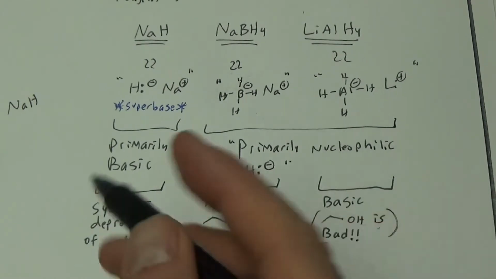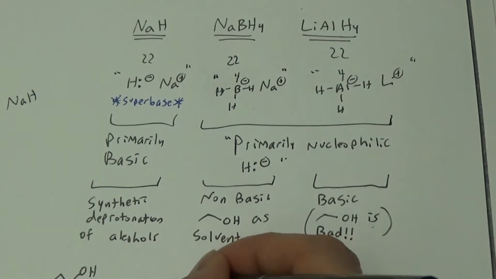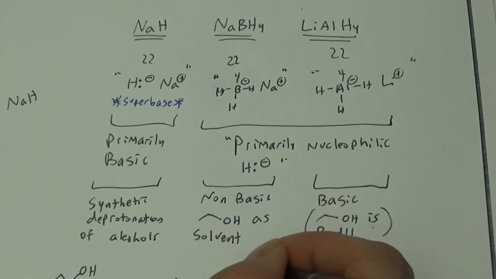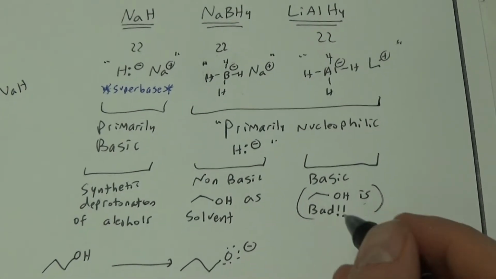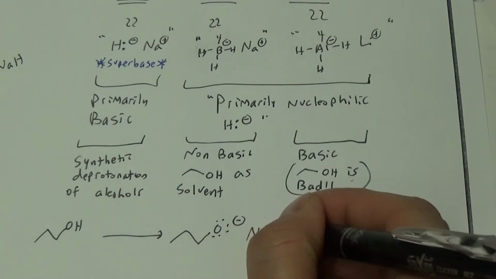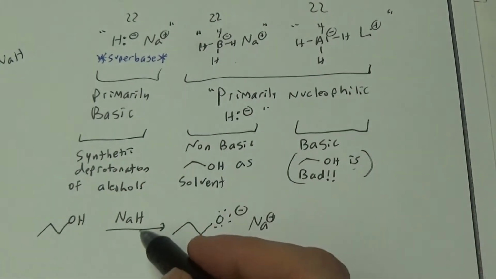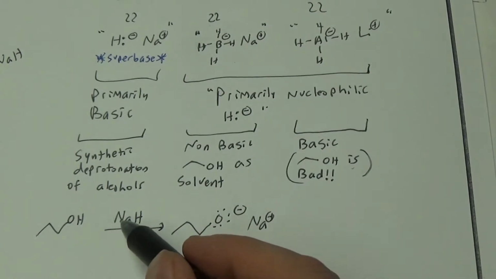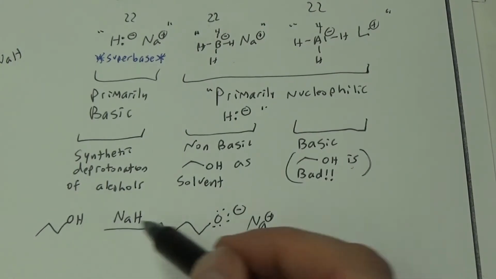But anyway, what does that mean? It means you've got an alcohol and you want to take off the proton. How do you take off that proton? You just want to take an alcohol, rip off the proton, and leave a sodium plus. You would use NaH. It's a really good base for that. And this will take off the proton. It's just a base. It's not a nucleophile or anything. Rips off the proton, and you get this.